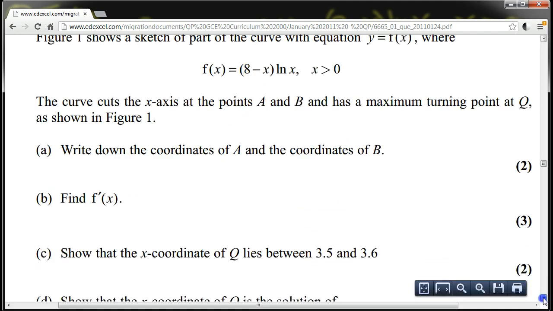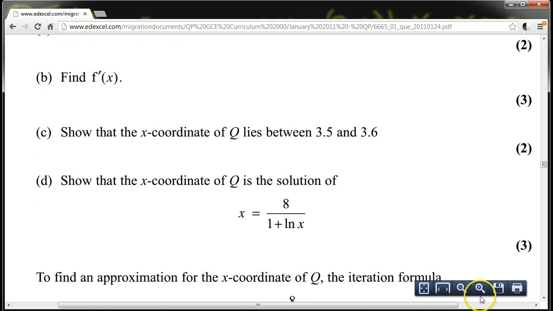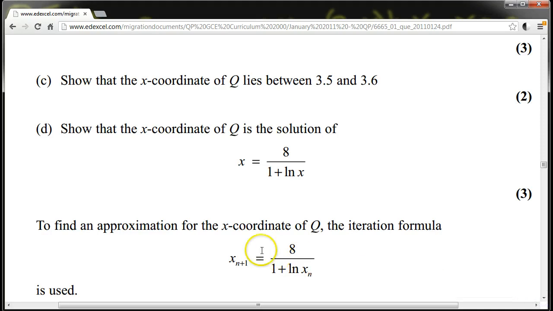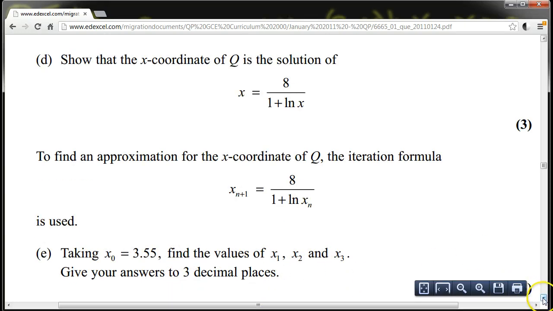Find f dash x. Show that the x-coordinate of Q lies between 3.5 and 3.6. Show that the x-coordinate of Q is the solution of this equation here. To find an approximation for the x-coordinate of Q, the iteration formula is used here. Taking x0 as 3.55, find the values of x1, x2, x3. Give your answers to 3 decimal places.